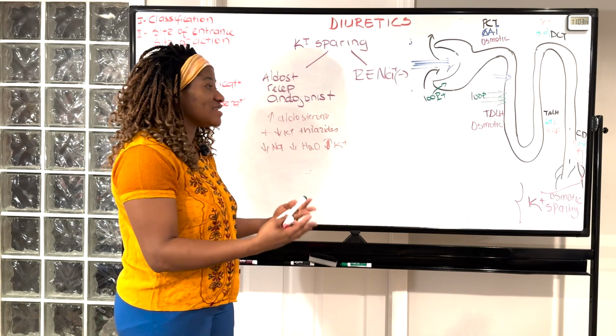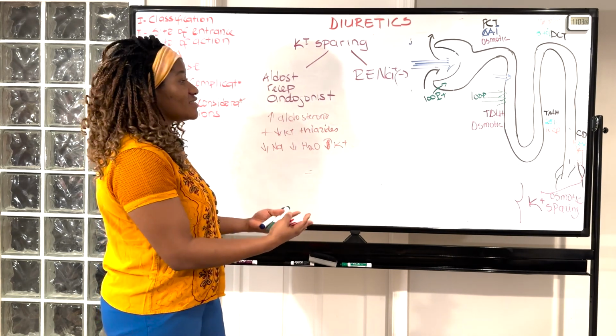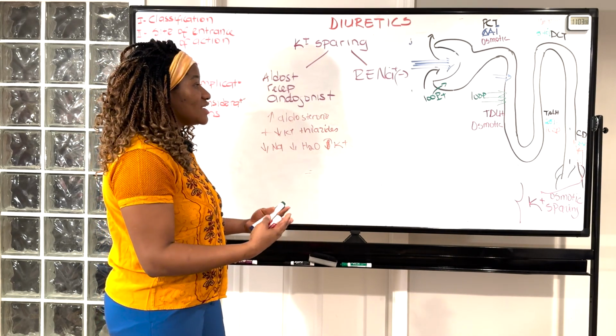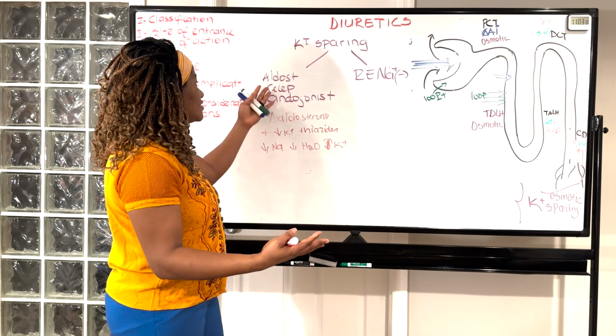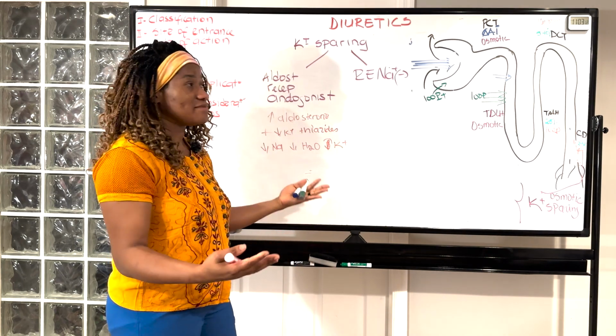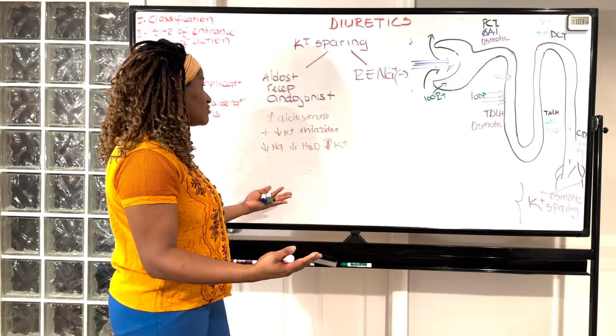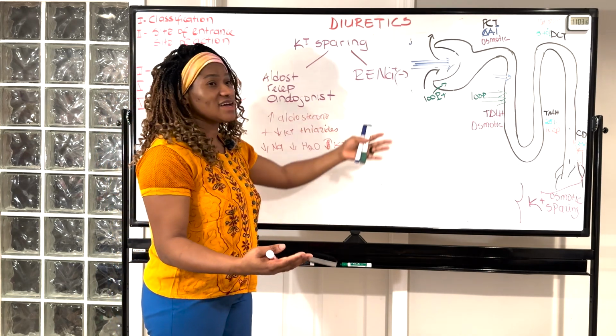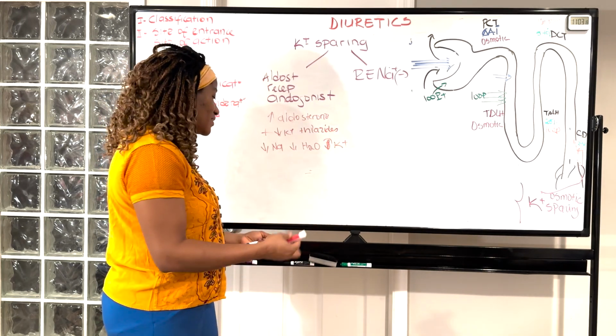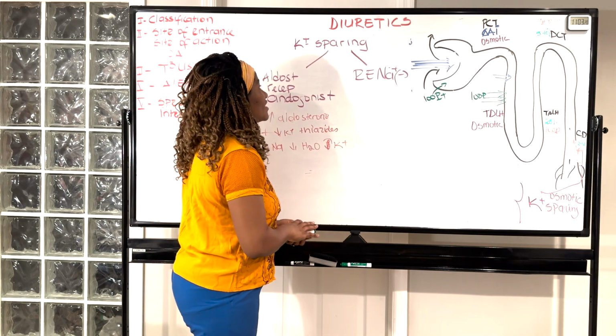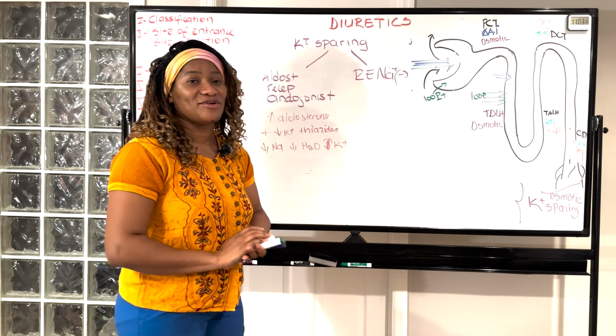They act on the same pathway, but they don't get there by the same pathway, and they are not dependent on the same thing. These aldosterone receptor antagonists are dependent on your level of aldosterone, and the renal are dependent on the level of sodium, and they are both weak diuretics. So this is what I got for diuretics.